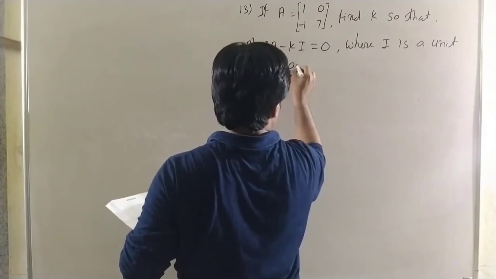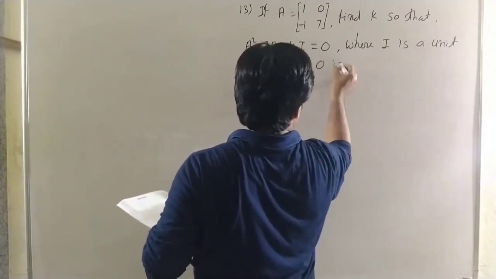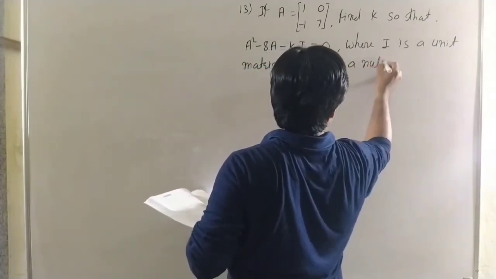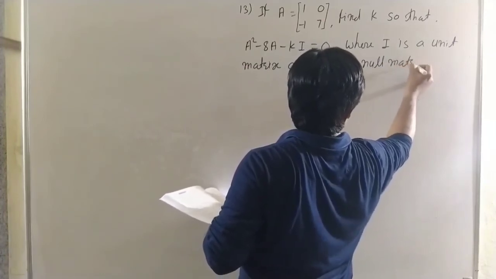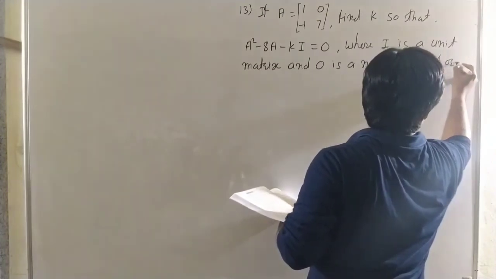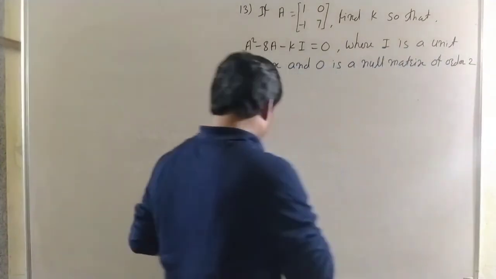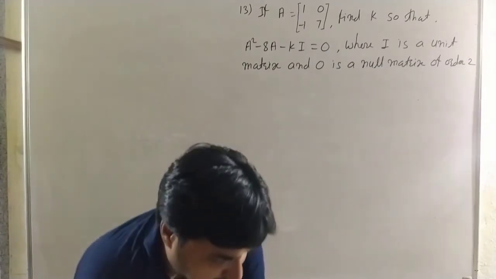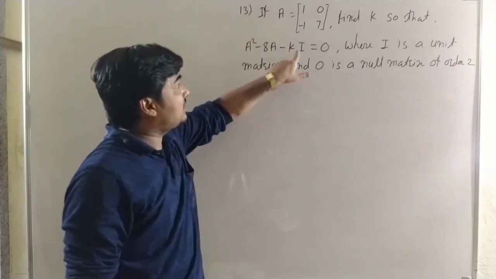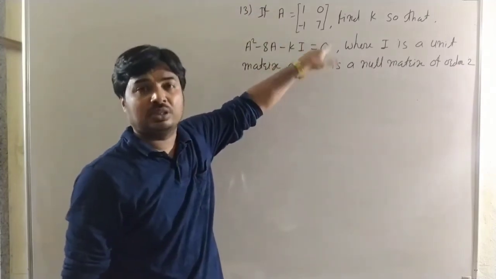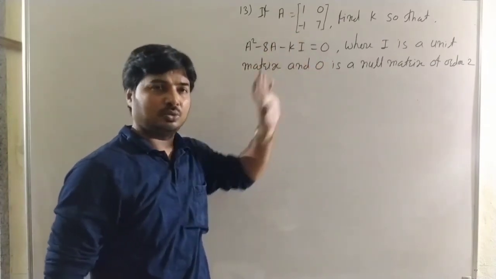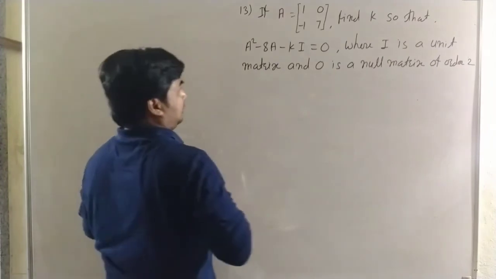And 0 is a null matrix of order 2. Now, here for the given A matrix, we want to find A square minus 8A minus kI is equal to 0, that is a 0 matrix. Here it is 2 by 2, so 0 is also 2 by 2, that is [0 0; 0 0]. Okay, now first we find the A square.